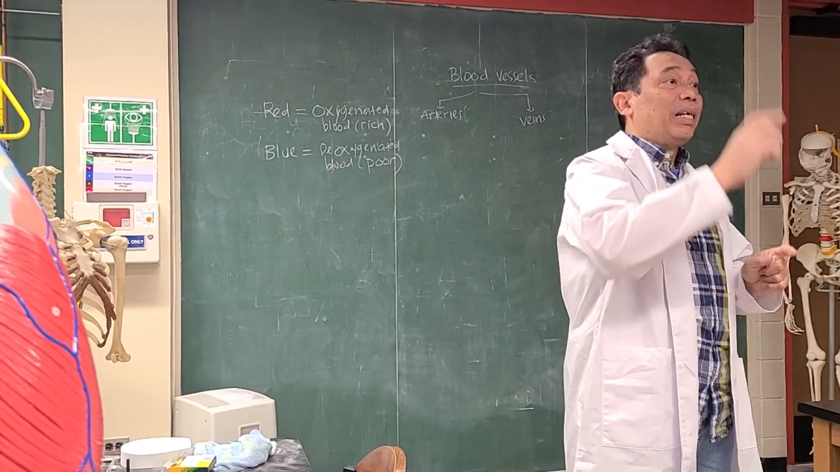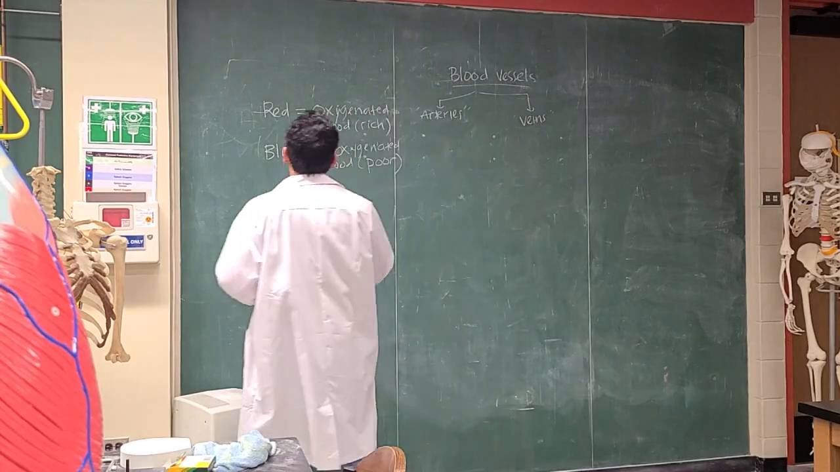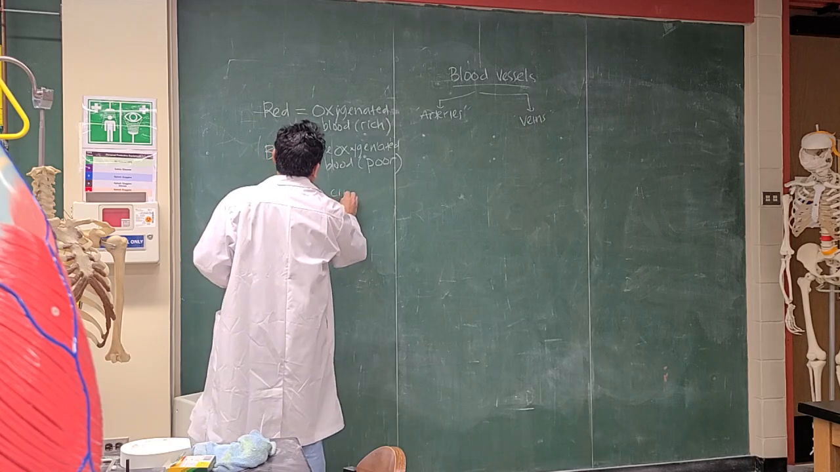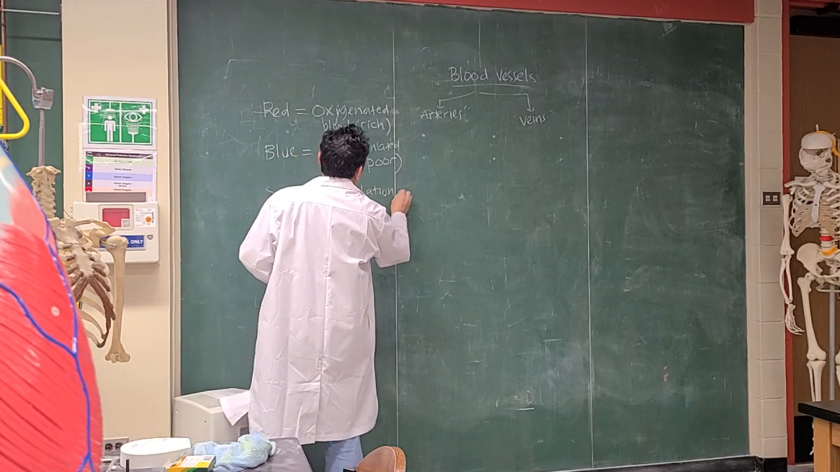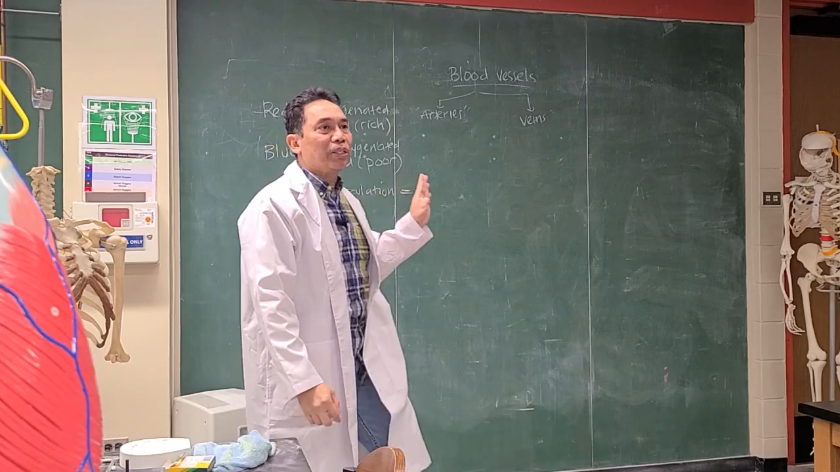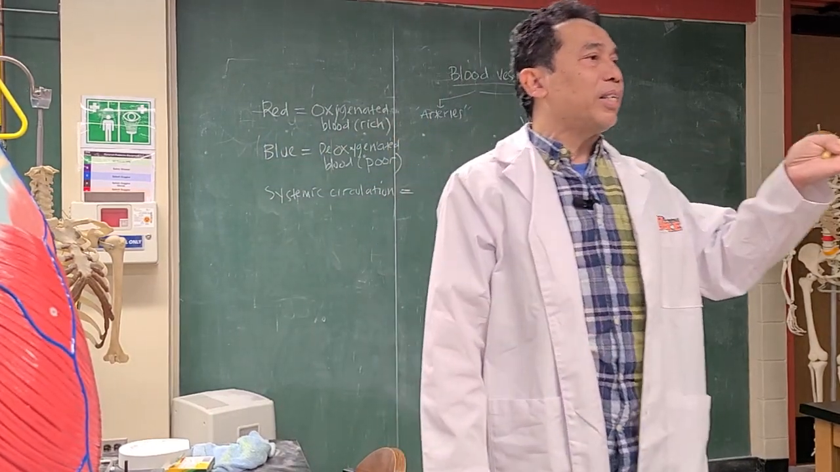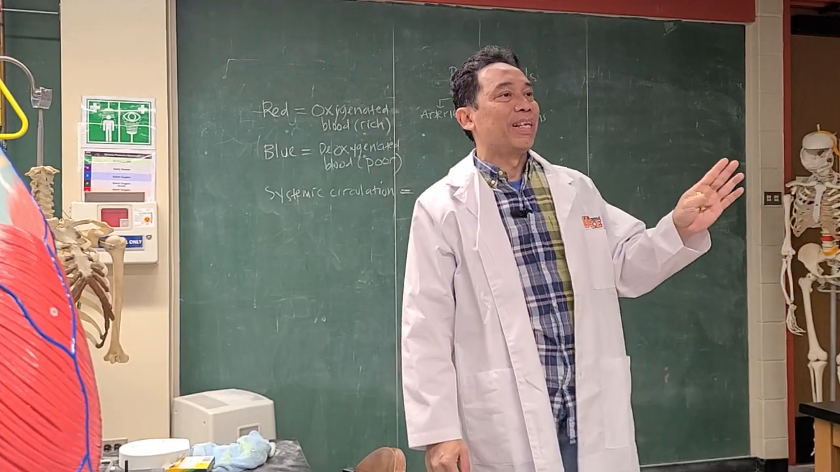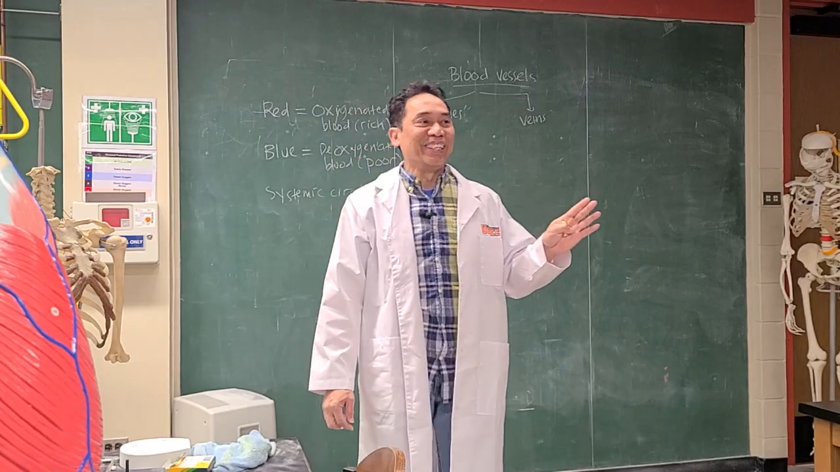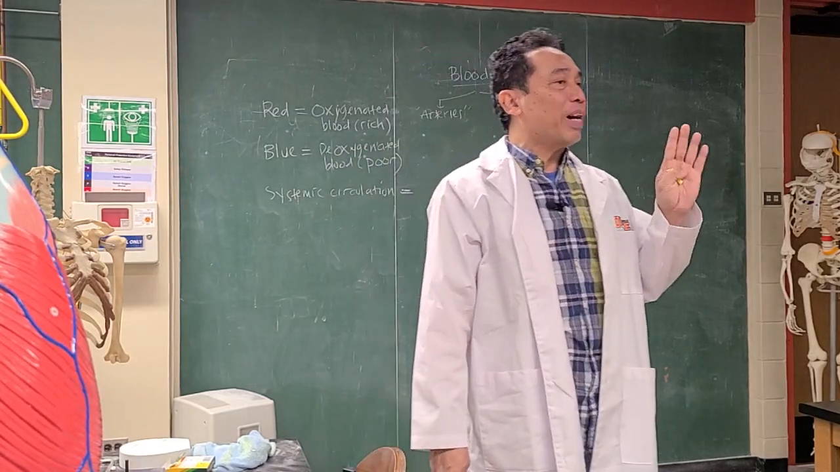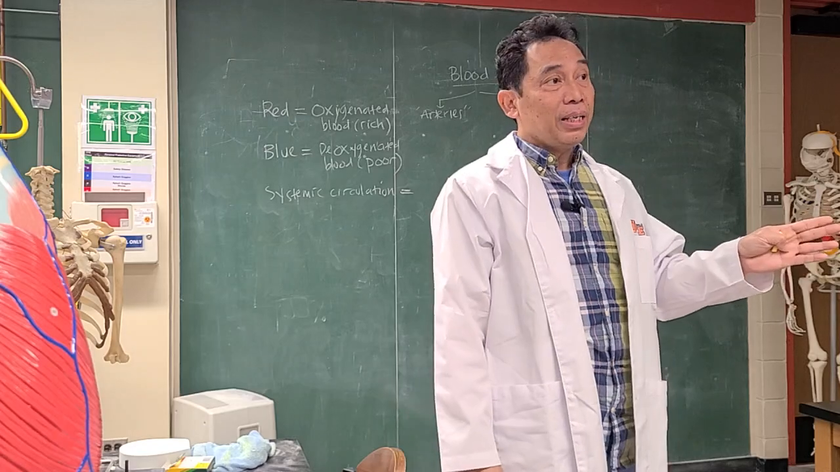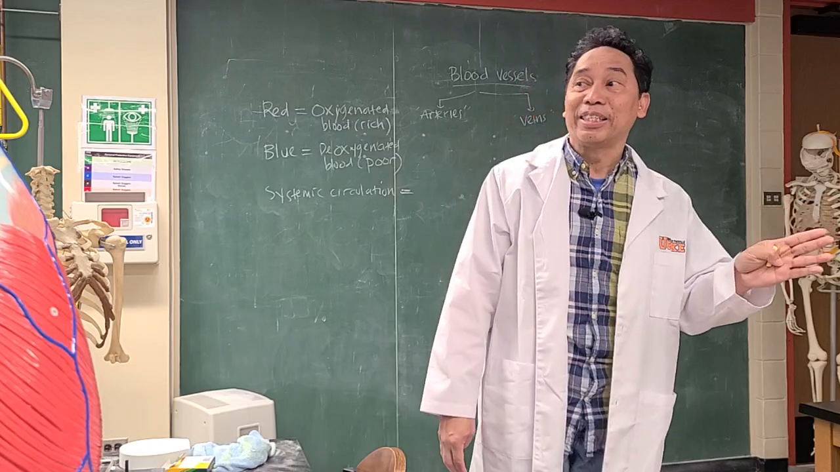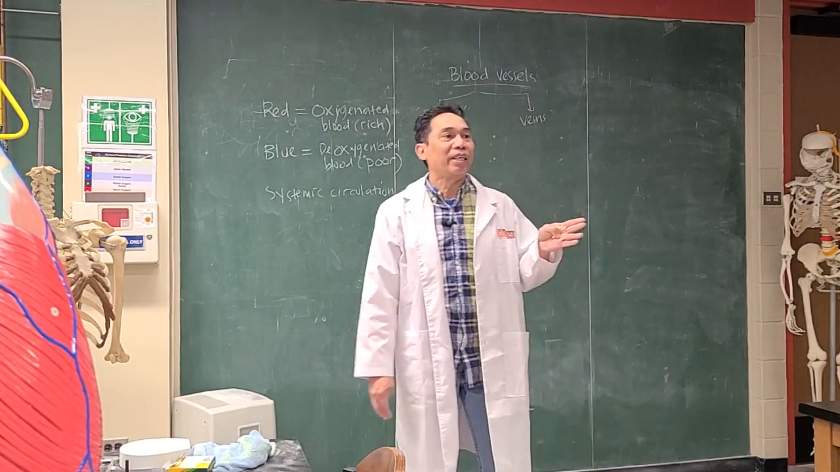Okay. Now, if it is in the systemic circulation, what do you think the color of the arteries is, and what is the color of the veins, if it is systemic? It's really important. What do you think the color of arteries and the veins is if it is systemic circulation? Anybody can guess?